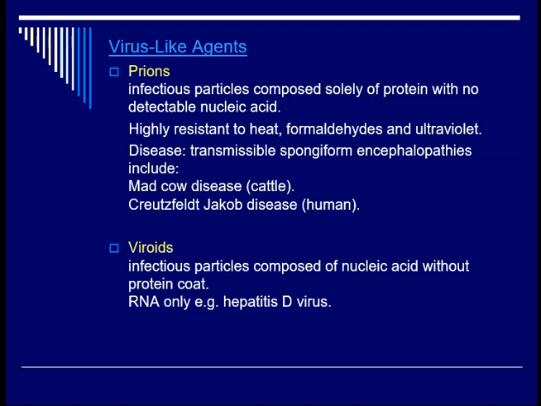The other virus-like agents, the viroids, they are infectious particles composed of a nucleic acid without a protein coat. They are RNA only. Example, the delta agent, the hepatitis D virus.